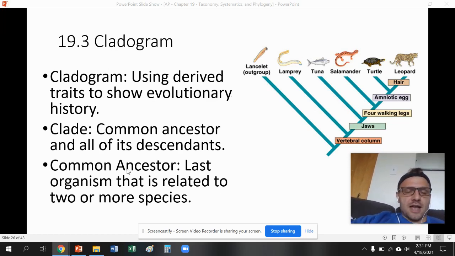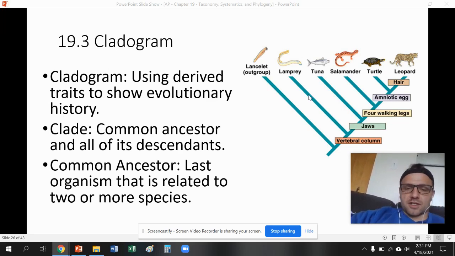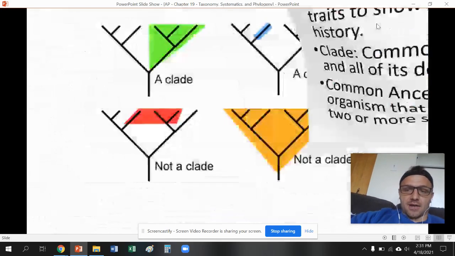Well, a common ancestor is the last organism that is related to two or more species. So I'll give you an example. You and your siblings have a common ancestor of your parents. You and your cousins have a common ancestor of your grandparents. You and your second cousins have a common ancestor of your great grandparents. So as you go further back, you're related to more and more people, just like we're related to more and more species. And this is an example, by the way, of a cladogram.